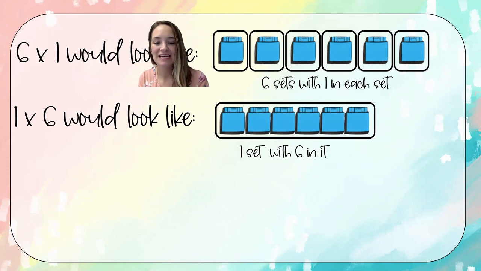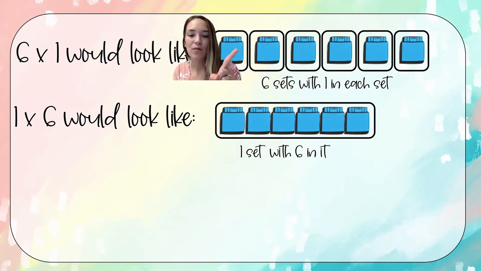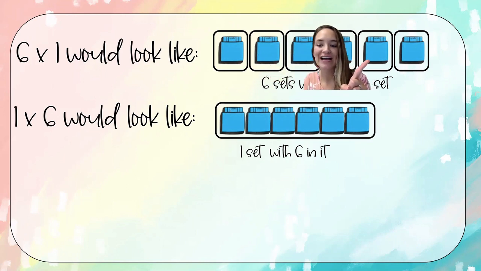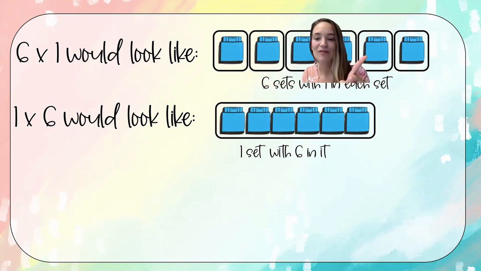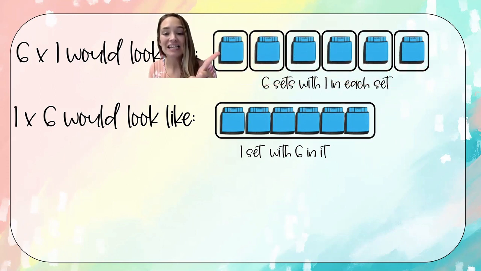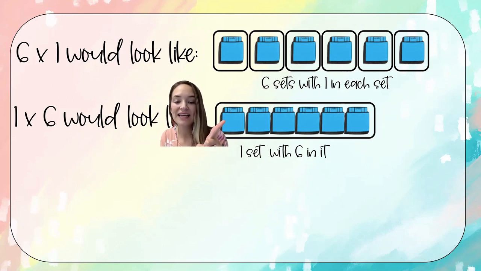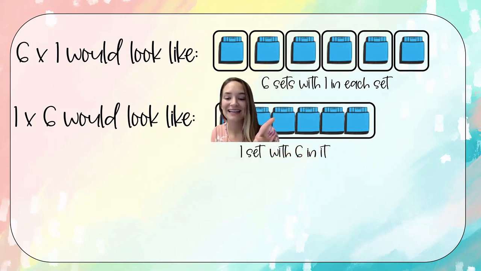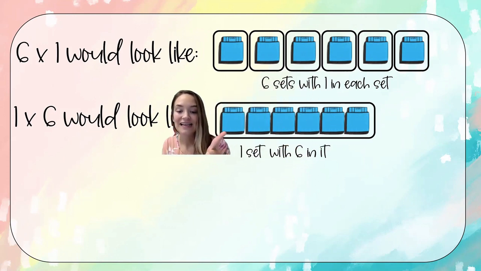And this problem right here says 6 times 1. So what I have here is 6 sets with 1 in each. So I have 1, 2, 3, 4, 5, and 6. So that means that I have 6 sets, but with 1 in each. My next problem is 1 times 6. And this means that I have 1 set here with 6 in it. So 1, 2, 3, 4, 5, 6 in here.